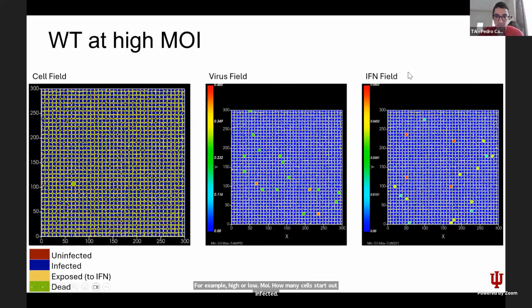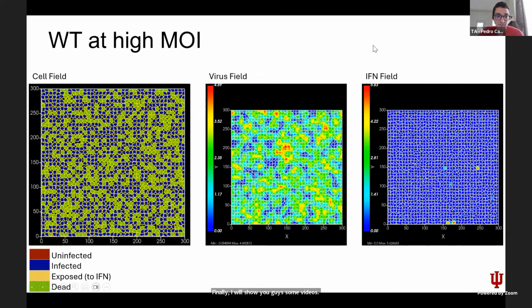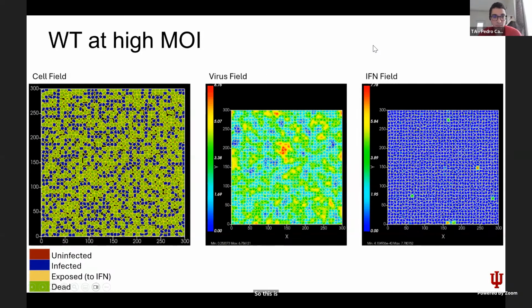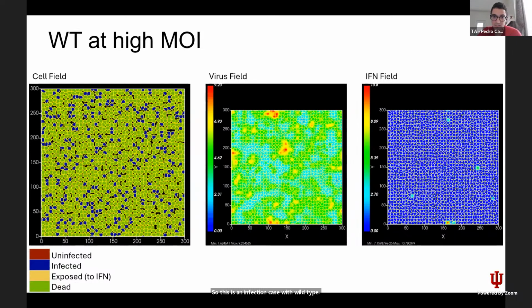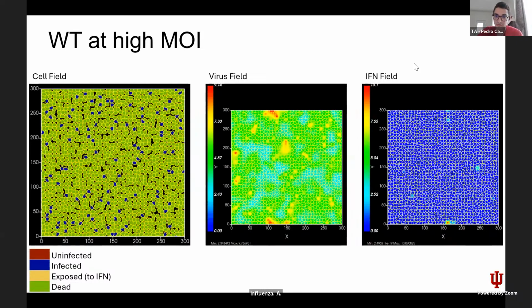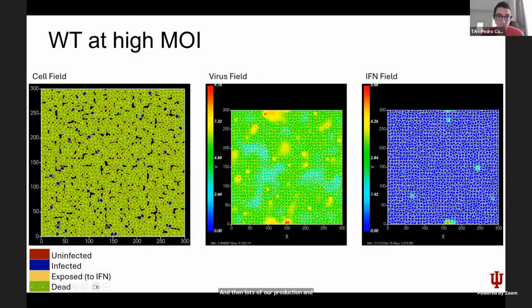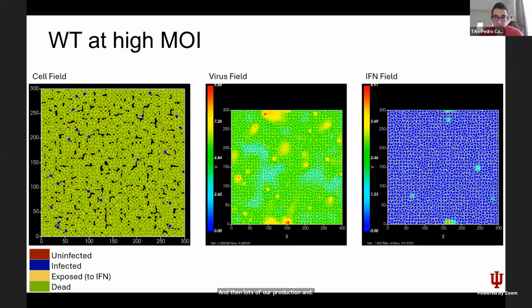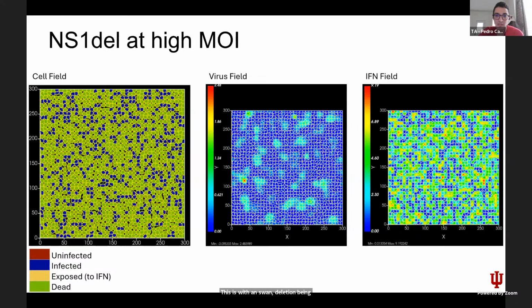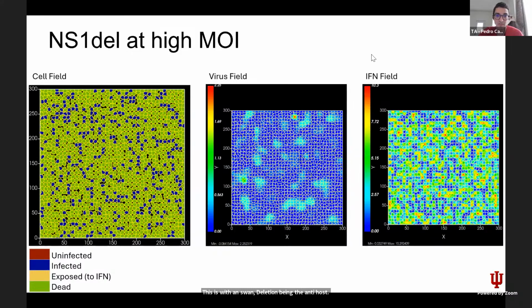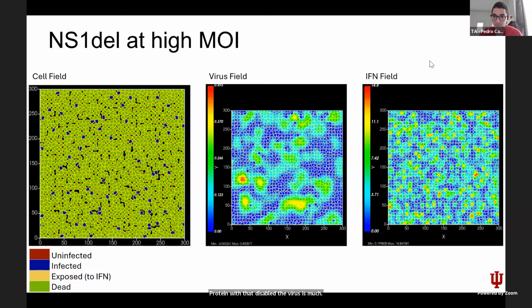Finally, I will show you some videos. This is an infection case with wild type influenza A in high MOI, and there is lots of viral production and very little interferon release. This is with NS1 deletion, NS1 being the anti-host protein. With that disabled, the virus release is much smaller and interferon release is much greater.